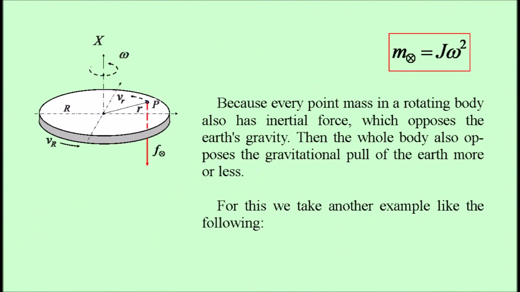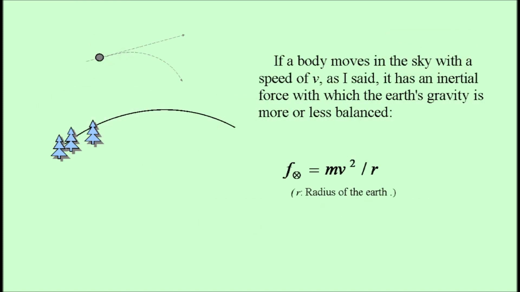Because every point mass in a rotating body also has inertial force, which opposes the Earth's gravity, the whole body also opposes the gravitational pull of the Earth more or less. For this we take another example like the following. If a body moves in the sky with a speed of v, as I said, it has an inertial force with which the Earth's gravity is more or less balanced.